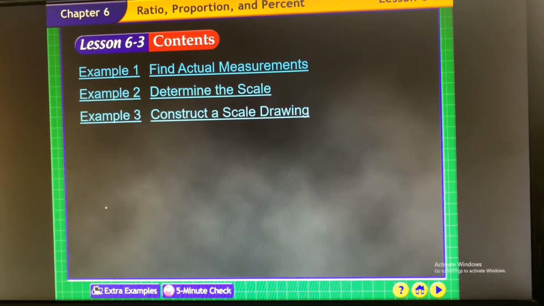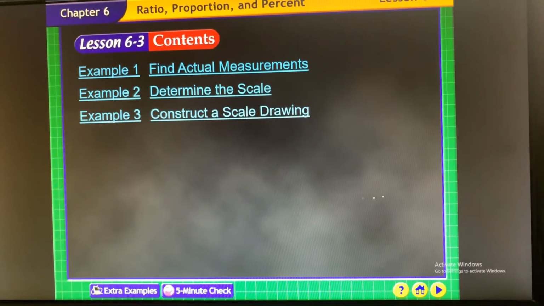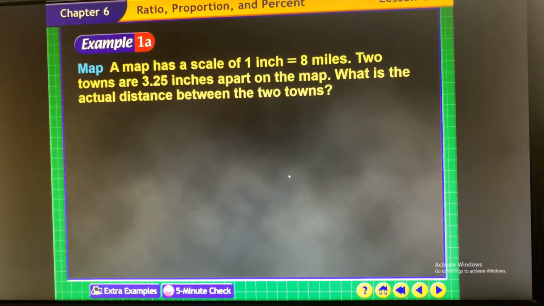All right, we're going to work on scale, scale factor, scale drawings, all of that information. So let's just start. You really need to pay attention to what's being asked. So what is a scale? A scale is something like you find at the bottom of a map that says for every 1 inch it equals 8 miles in reality.